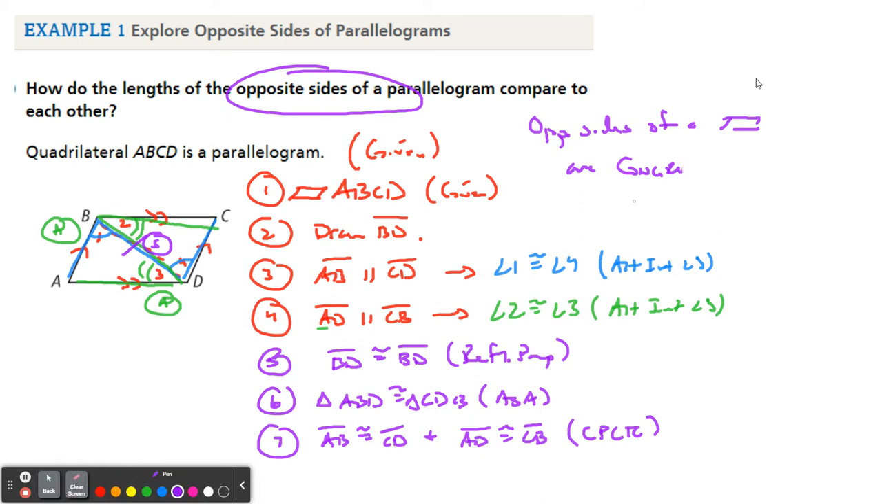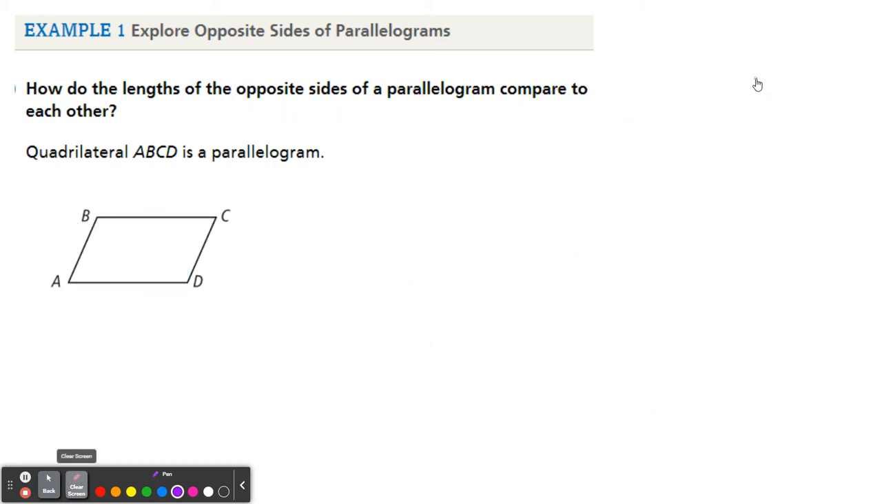So as I mentioned, a parallelogram is just a rectangle slanted. Opposite sides of a rectangle are congruent, so it would make sense that the opposite sides of a parallelogram are also congruent. So the opposite sides are parallel, and the opposite sides are congruent.